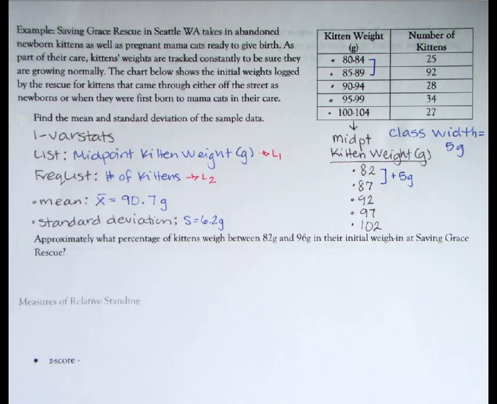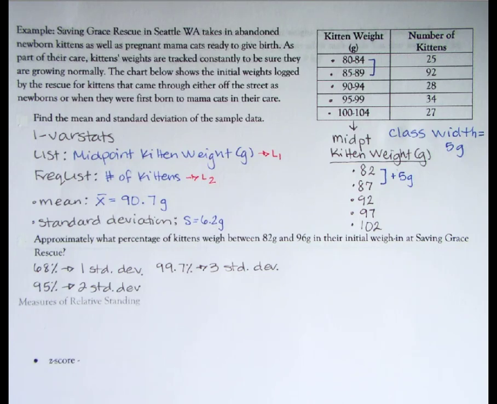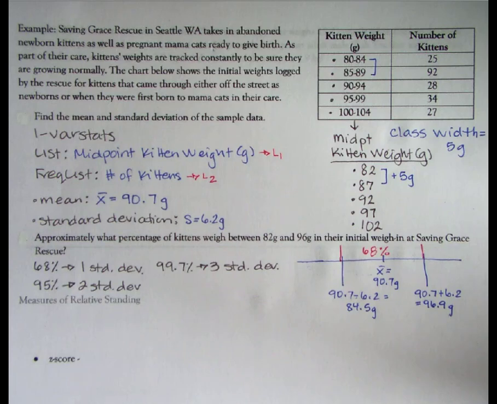Once we know our mean and standard deviation for our sample data, we can answer the question, approximately what percentage of kittens weigh between 82 and 96 grams in their initial weigh-in at Saving Grace Rescue? We know that 68% fall within 1 standard deviation from the mean. 95% of your data fall within 2 standard deviations from the mean. And 99.7% fall within 3 standard deviations. By adding and subtracting 1 standard deviation on either side of the mean, I can find that there is 68% of kittens that weigh between 84.5 and 96.9 grams.